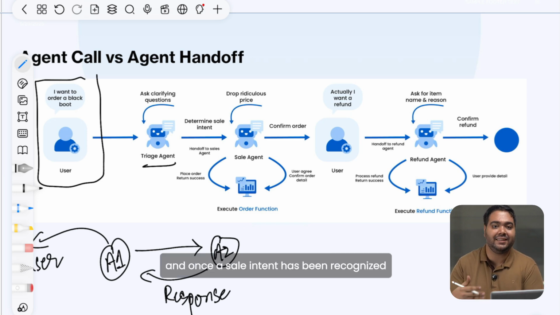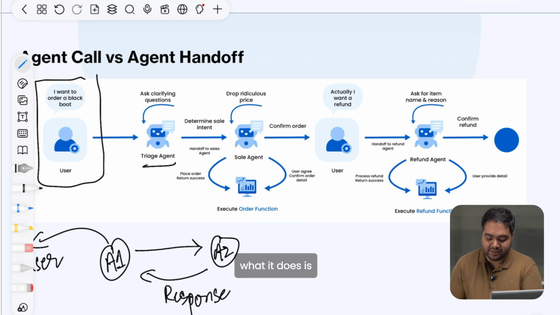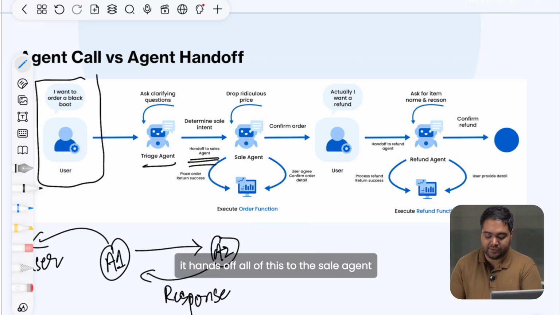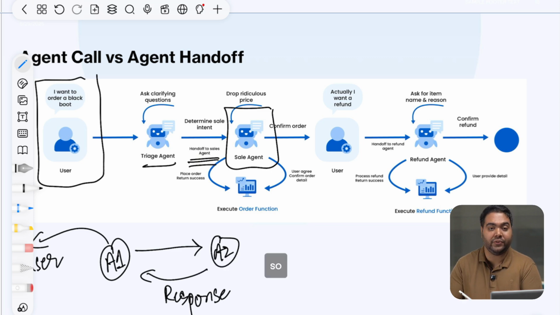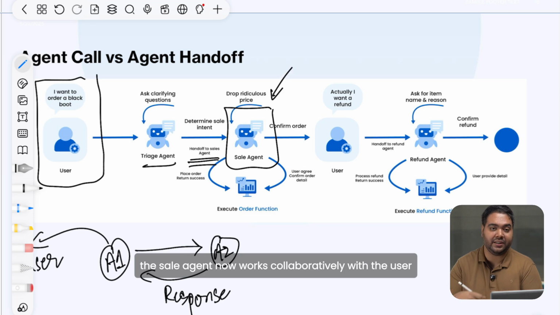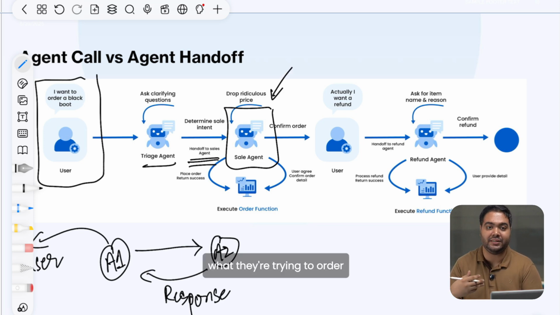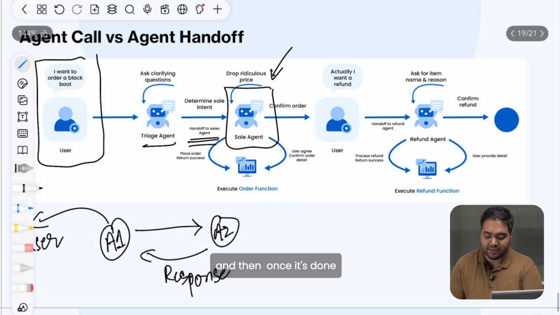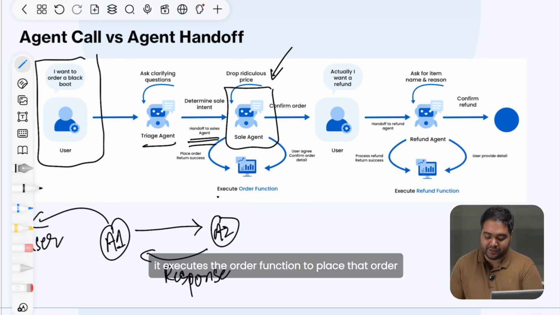And once a sale intent has been recognized, it hands off all of this to the sale agent. The sale agent now works collaboratively with the user, trying to understand what their needs are, what they're trying to order. And then once it's done, it has all of this information. It executes the order function to place that order.